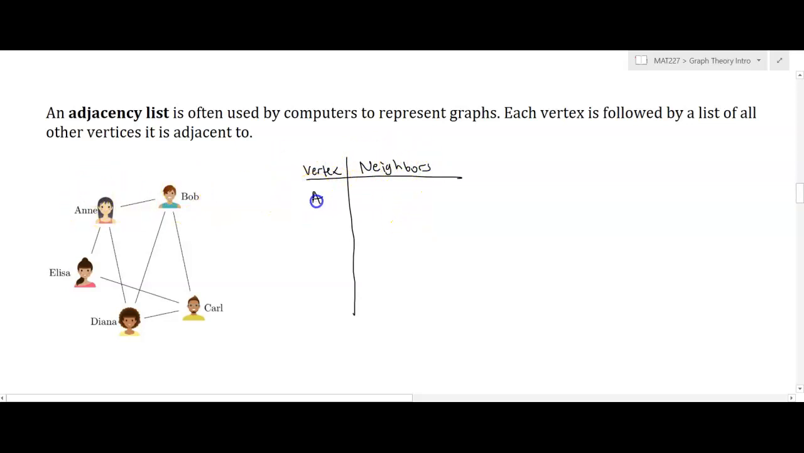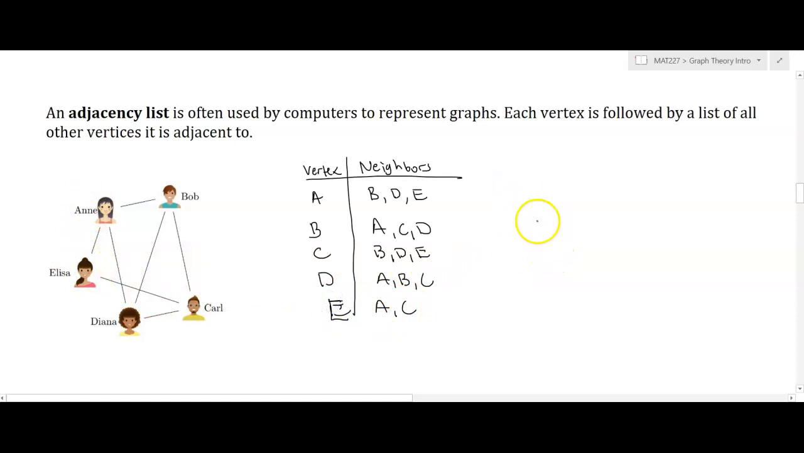So if I list Anne, I see that Anne is adjacent to Bob, Diana, and Elise. So I could list Bob, Diana, Elise. For vertex B, Anne, Diana, and Carl, or Anne, Carl, and Diana, if I want to list them alphabetically, are neighbors. For Carl, Bob, Diana, and Elise are neighbors. For Diana, Anne, Bob, and Carl are neighbors. And for Elise, we have Anne and Carl as the neighbors. And this is called an adjacency list.